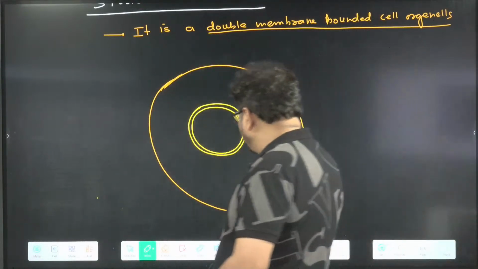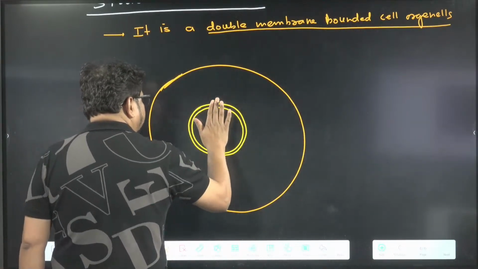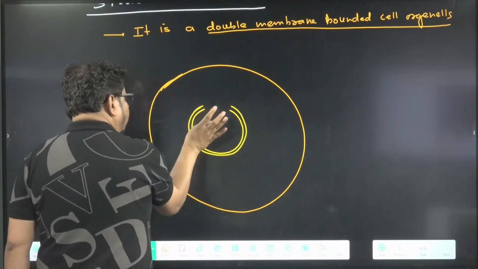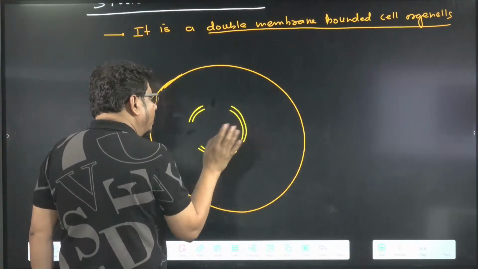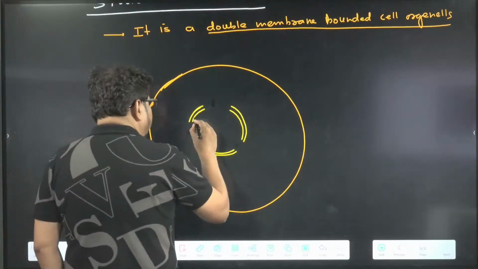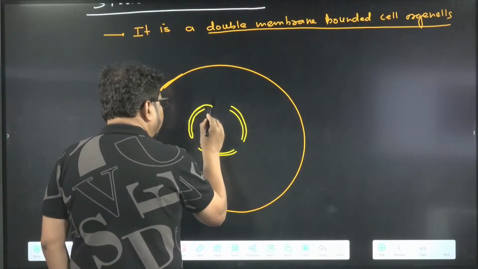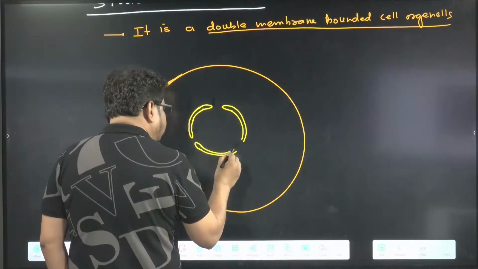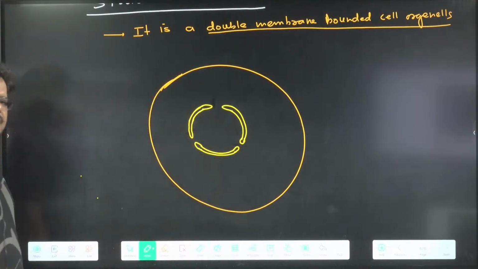Now what NCERT wrote? But the problem is what? These membranes are not continuous. Not continuous means what? They fuse with each other at certain locations. So this parallel membrane is not continuously present. It is interrupted and fused with each other. Are you getting the idea?